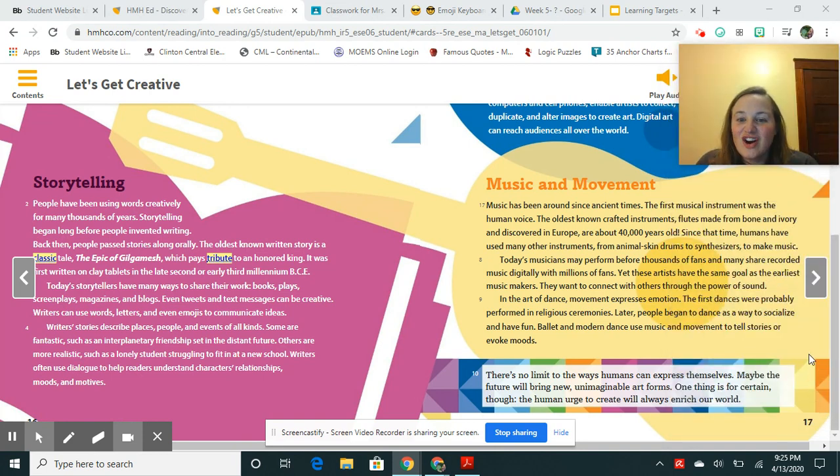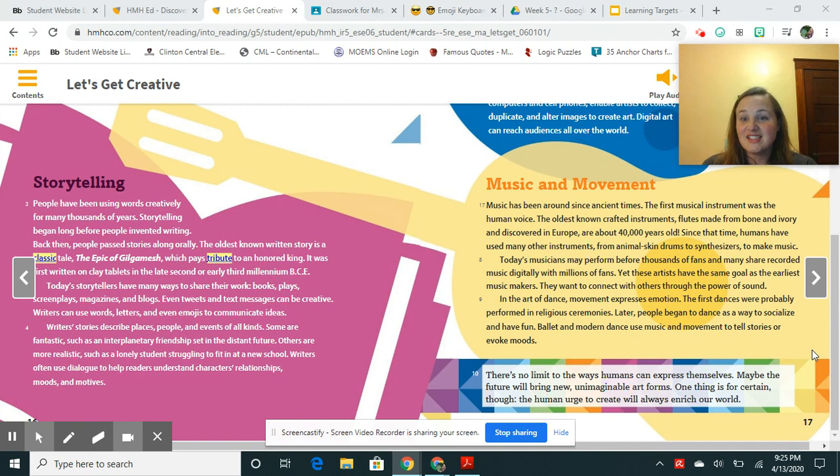In the art of dance, movement expresses emotion. The first dances were probably performed in religious ceremonies. Later, people began to dance as a way to socialize and have fun. Ballet and modern dance use music and movement to tell stories or evoke moods. There is no limit to the ways humans can express themselves. Maybe the future will bring new, unimaginable art forms. One thing is for certain, though: the human urge to create will always enrich our world.